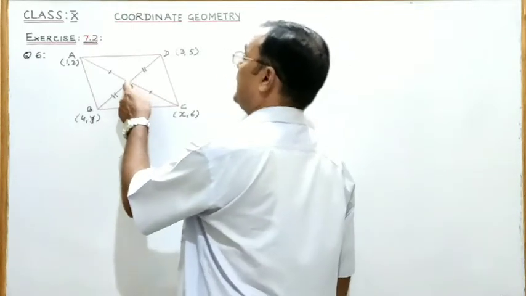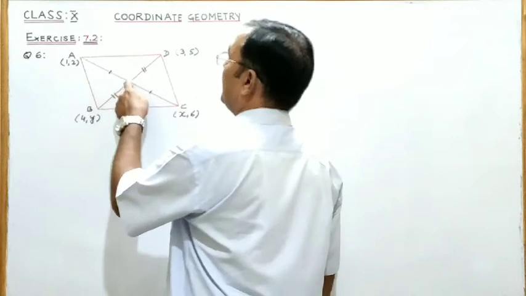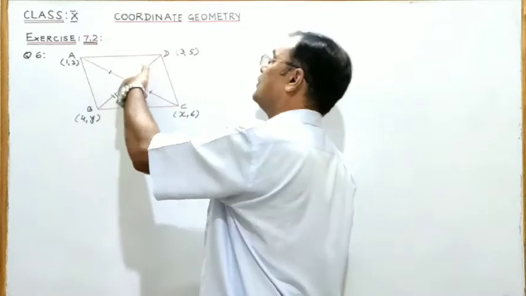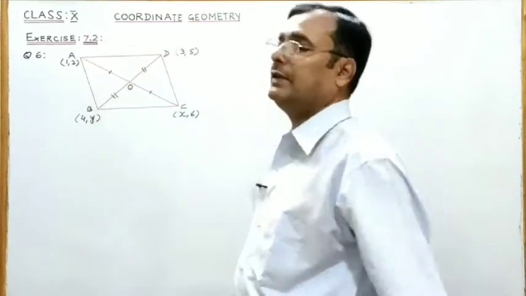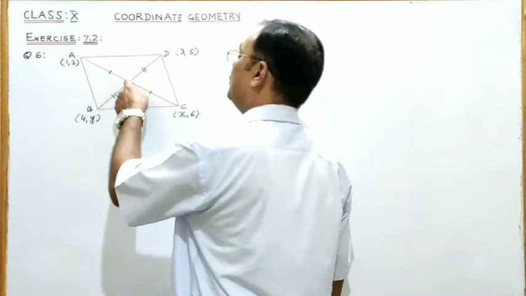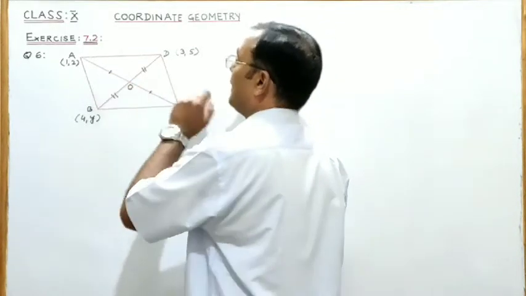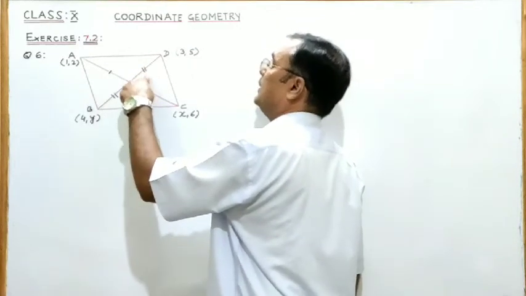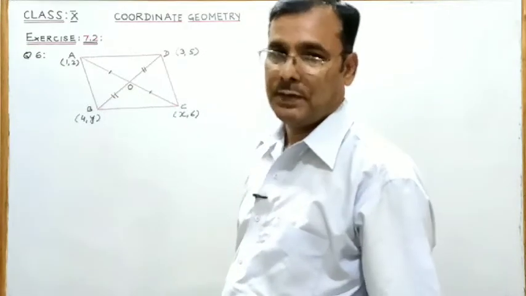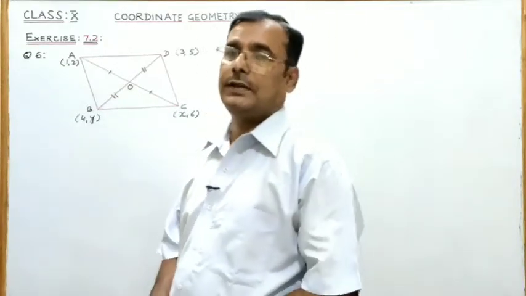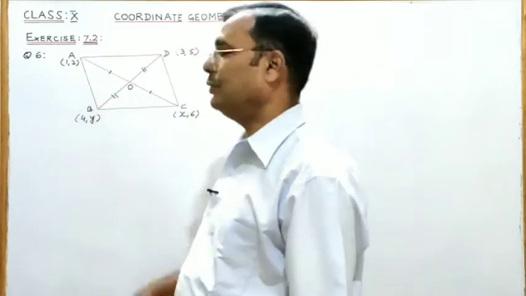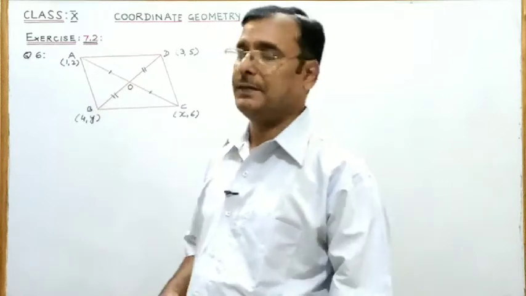So this point of bisection of the diagonals O is midpoint of diagonal AC, and also O is midpoint of diagonal BD. So coordinates of midpoint O of diagonal AC and coordinates of midpoint of diagonal BD will be same, will be equal, because O is the midpoint of AC and also O is the midpoint of BD.